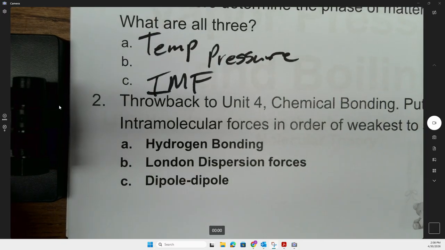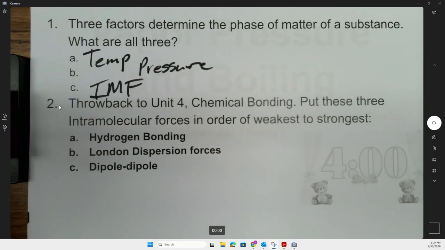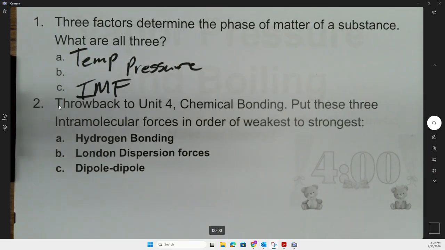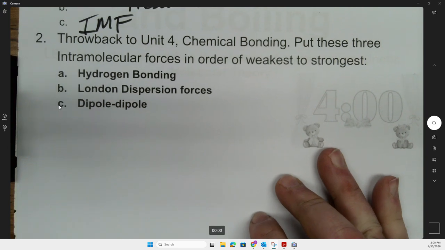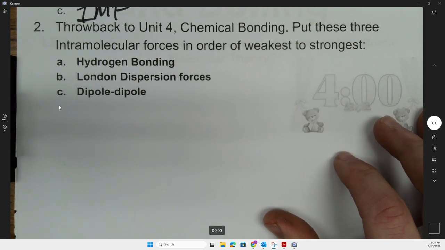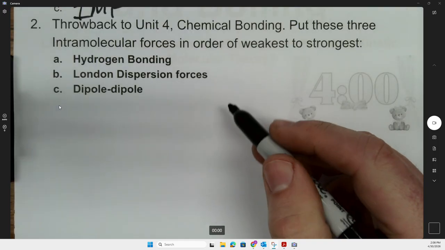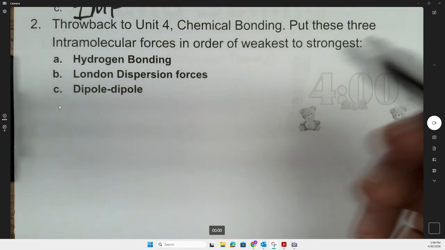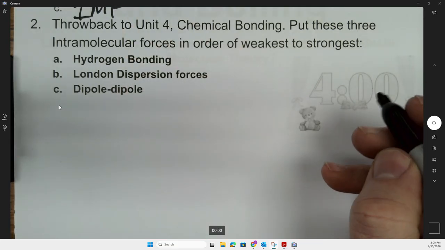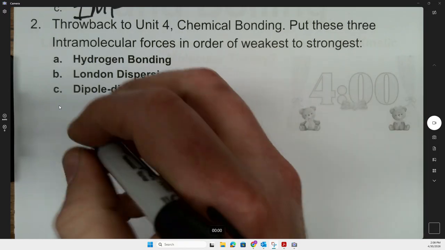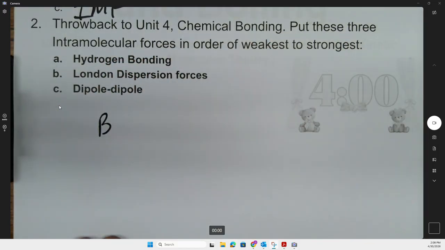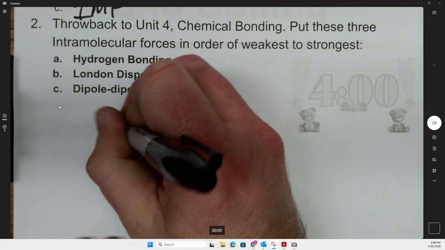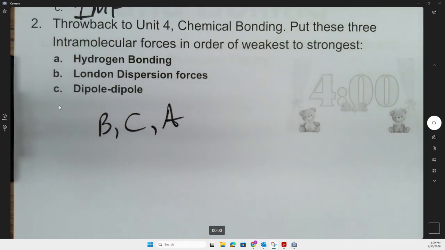Now, in my throwback to Unit 4, we talked about 3 intermolecular forces. Hydrogen bonding, London dispersion, dipole. Which one was the weakest of the 3? Not dipole. London. London was the weakest. Followed by what? Followed by dipole, and that means that my hydrogen bonding was the strongest.